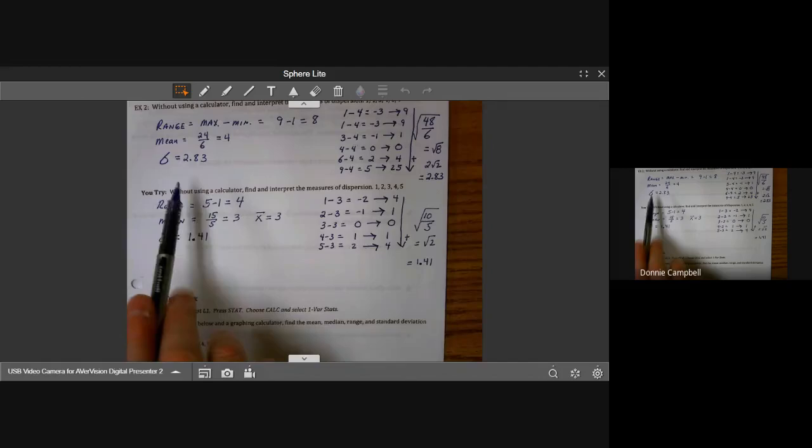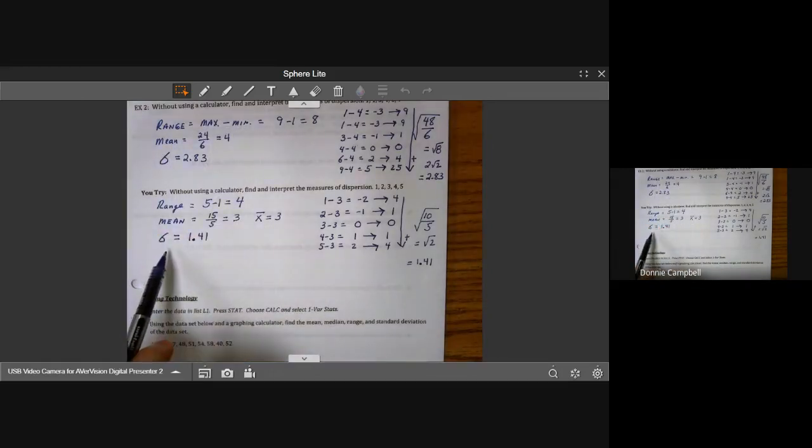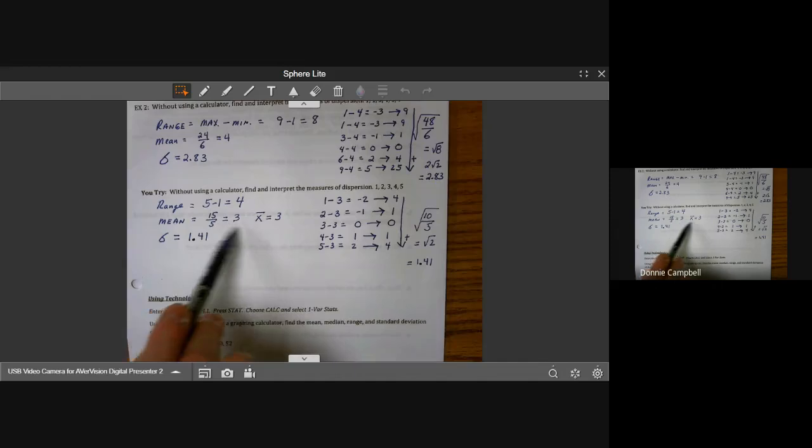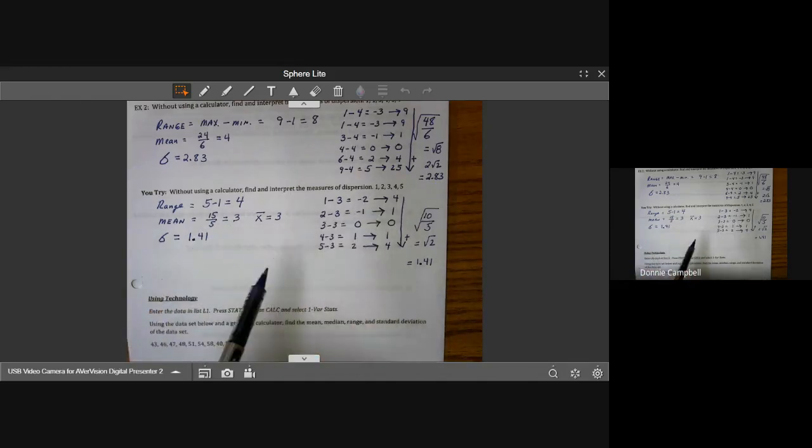Okay? So methods of dispersion, the range is the max minus the min. The standard deviation, you're going to find the mean, subtract the mean from all the numbers, and then square that value, and then add up all those squared values and divide by the number and take the square root. Okay? That's the quickest way to do it.